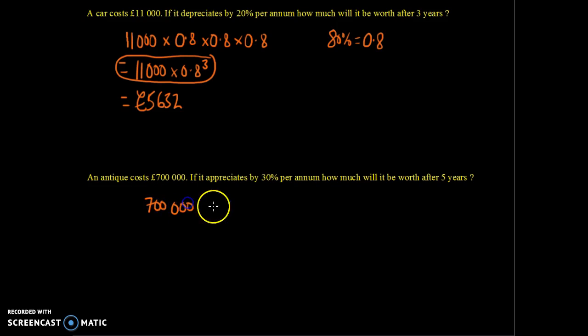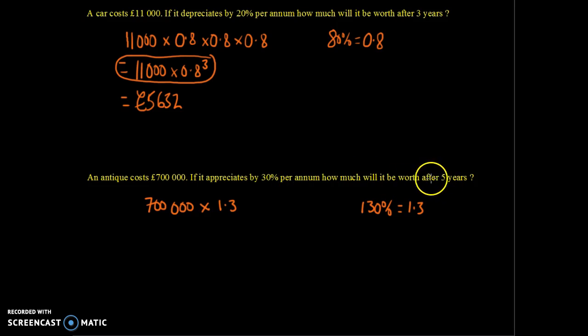So the quick way of doing this, well, if it's going up by 30%, that means it goes from 100% up to 130%. So from your original 100, add 30, so 130%. And if we're converting that into decimal, it's going to be 1.3. So at the end of the first year, we're going to multiply the 700,000 by 1.3. That will be the value at the end of the first year.